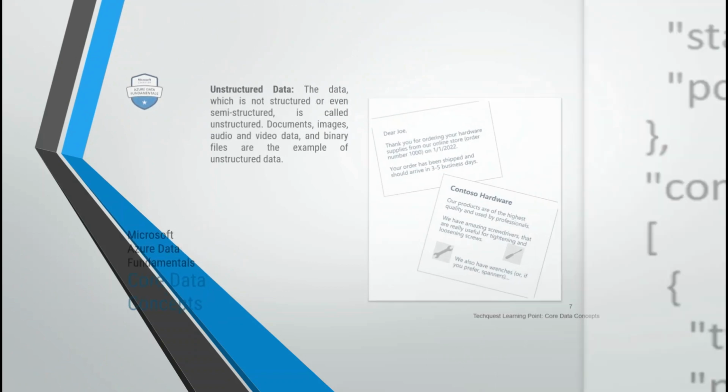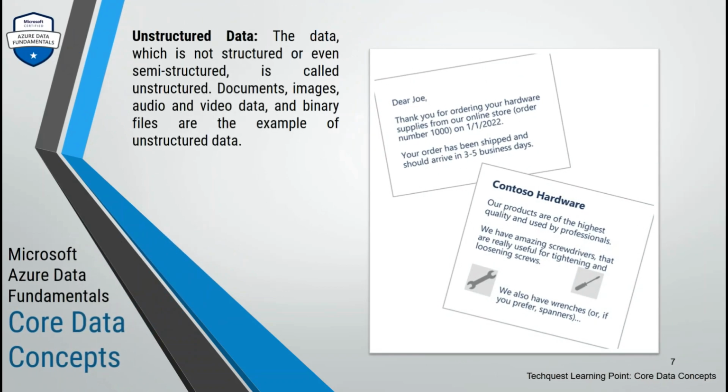The data which is not structured or even semi-structured is called unstructured. Documents, images, audio, video data, and binary files are examples of unstructured data. This kind of data is referred to as unstructured data because it has no structure or semi-structure. Simply put, unstructured data is information that is not organized according to a preset data model or schema, and therefore cannot be stored in a traditional relational database or RDBMS.